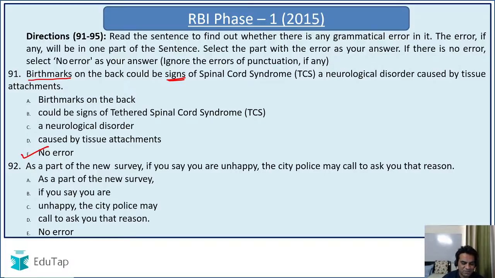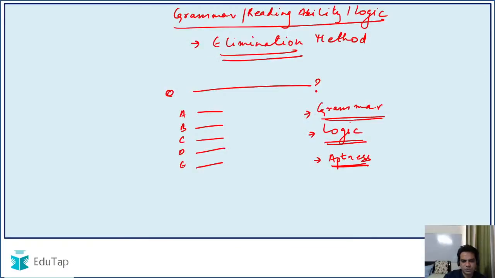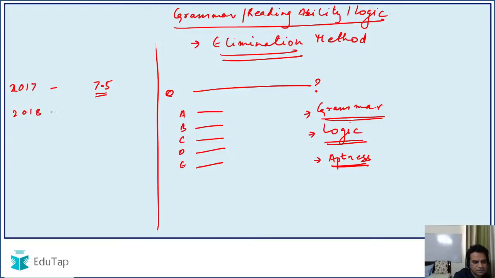See guys, so you have to be very, very sure with your answer that what you are looking at. And if you're not sure, don't try it out. Because guys, there's something else that I wanted to share with you, the cutoff of this paper. So guys, in 2017, the cutoff for English section was 7.5 marks out of 30. In 2018, it was 6.75 marks. And in 2019, it was 7.5 marks.